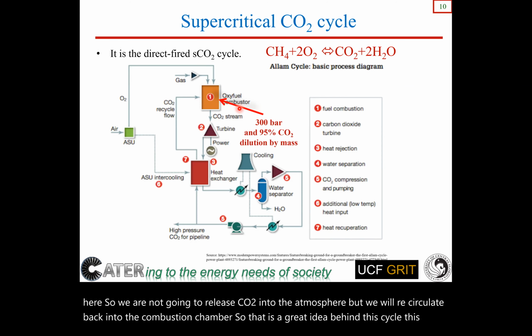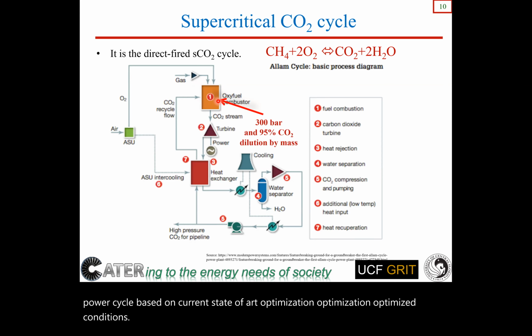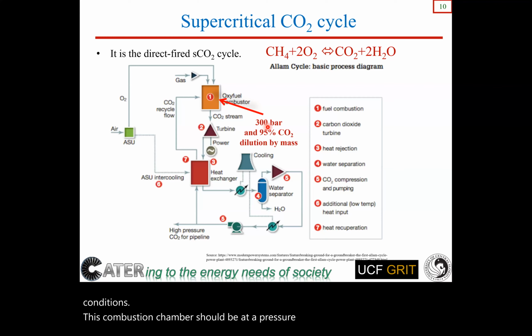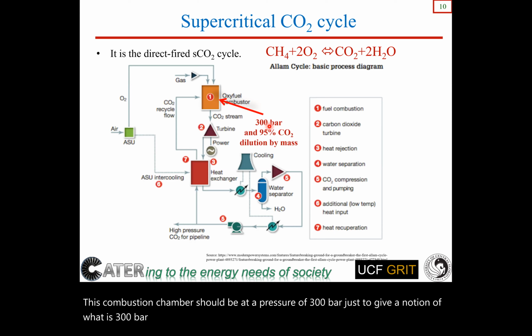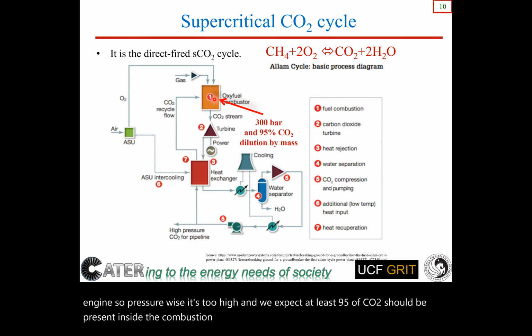Based on the current state of the art, at optimized conditions, this combustion chamber should be at a pressure of 300 bar. Just to give a notion of what 300 bar is, it is something like 4 times higher pressure than a typical rocket engine. So pressure-wise, it's too high. And we expect at least 95% of CO2 to be present inside the combustion chamber in order to have a very high efficiency for the cycle.